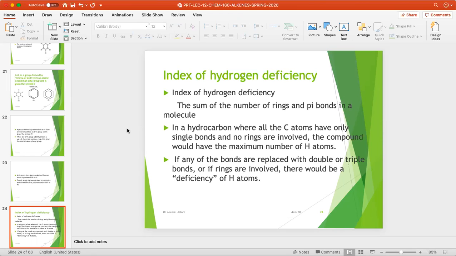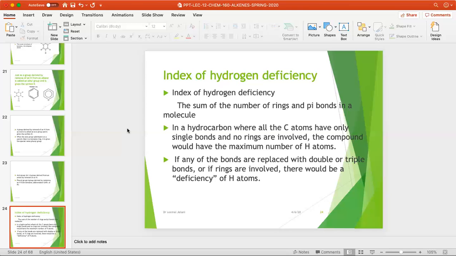Okay, so these are the numbers of hydrogens I calculated using the formulas CnH2n+2 for alkanes, CnH2n for alkenes, and CnH2n-2 for alkynes. So this is how. Now, index of hydrogen deficiency means that we need to understand how many hydrogens are less than the normal number. So if there is an indication of hydrogen deficiency, it means that there must be either a double bond, a triple bond, or cyclic structures.